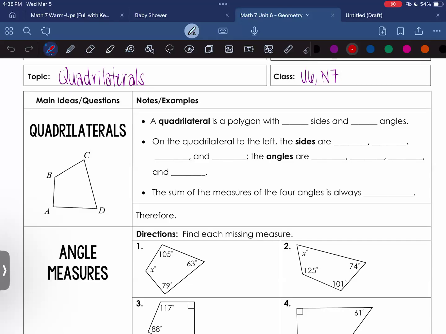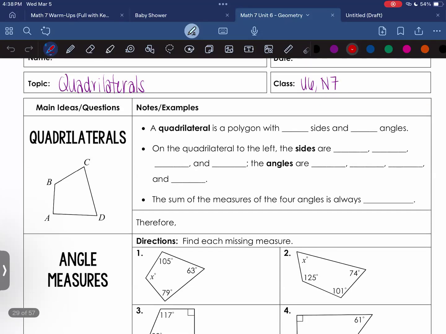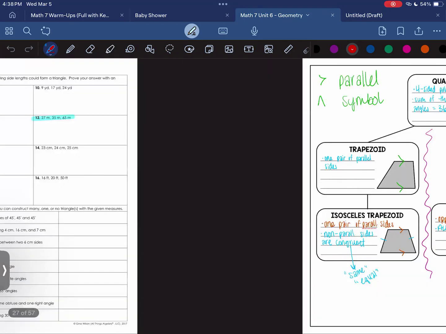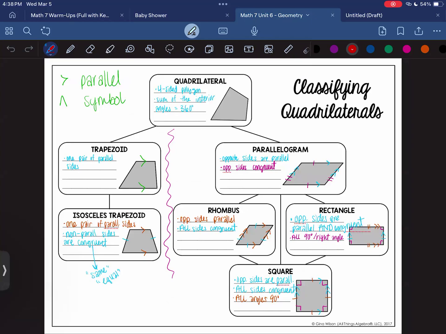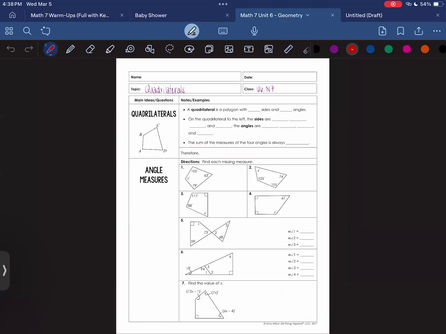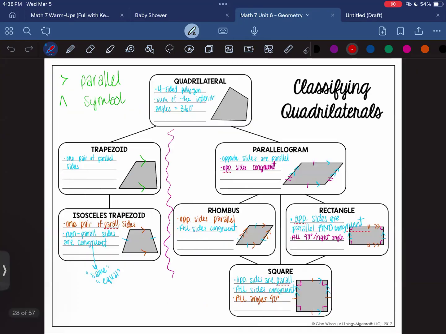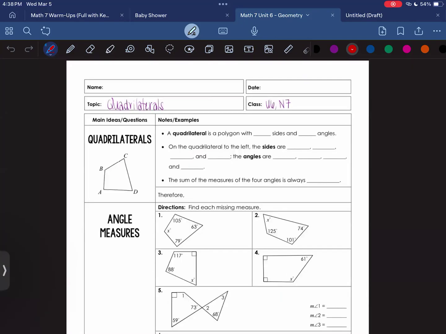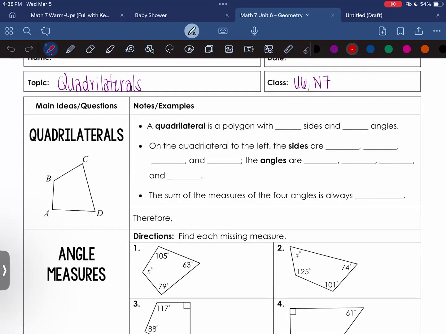All right. You should be on quadrilaterals, Unit 6, Notes 7. If you are on this page right here, you can go ahead and skip that one, and I will give you a filled-in version of that. But that will be covered on this set of notes as well. This is just an extra diagram to help you. Okay, so quadrilaterals, Unit 6, Note 7.